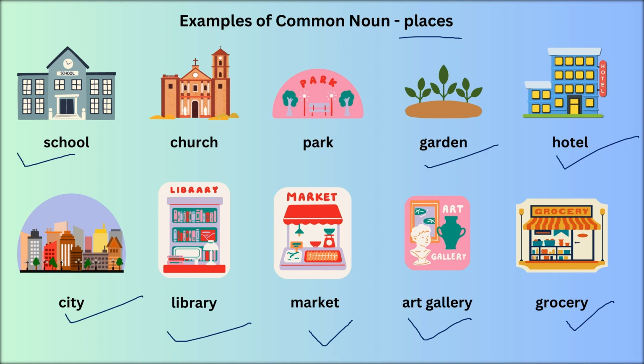Now there can be many more examples of many other places: temples, monastery, country, continent, island. So if you are not naming, then the noun is a common noun.